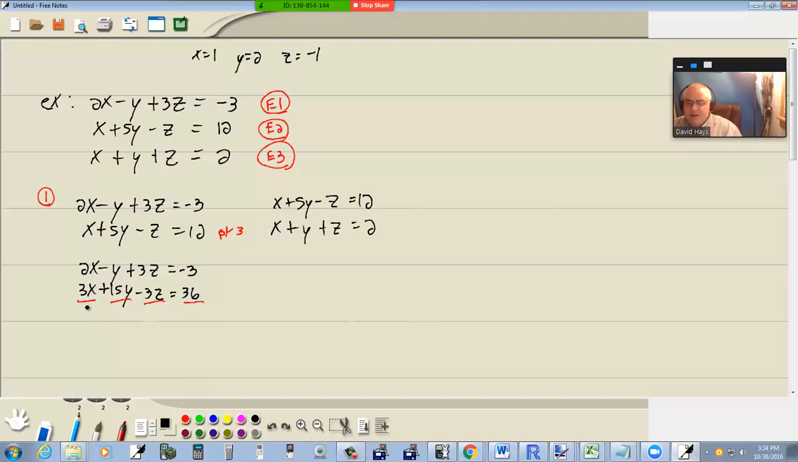Okay. 2x plus 3x is 5x. Negative y plus 15y is 14y. 3z minus 3z cancels. Negative 3 plus 36 is 33.